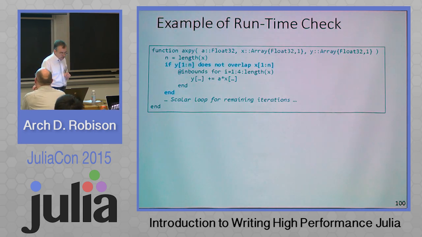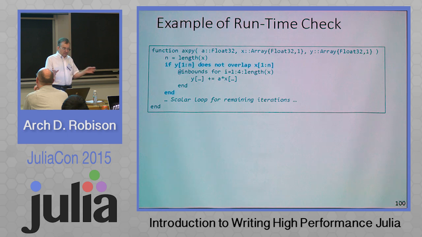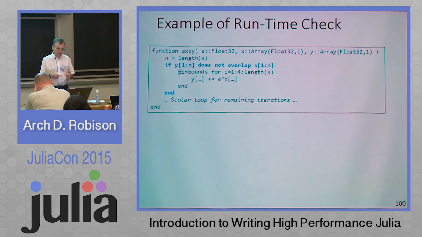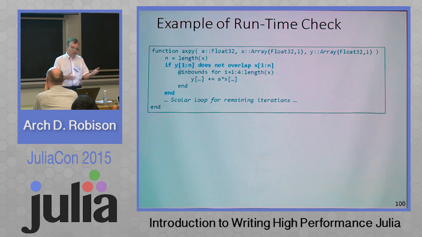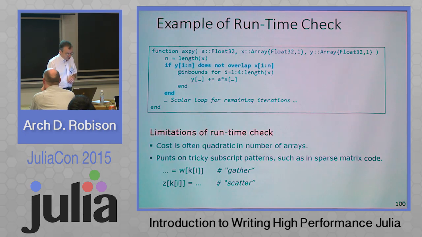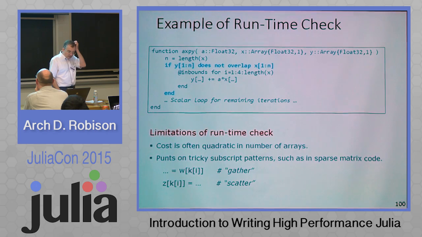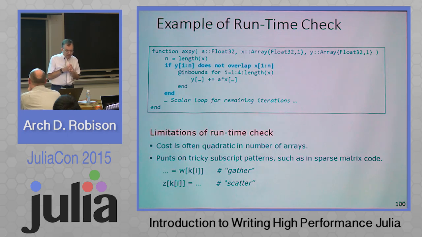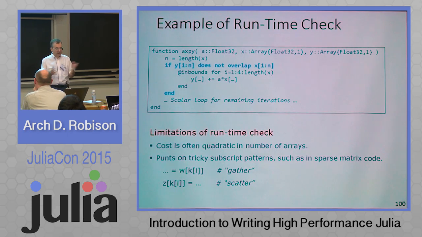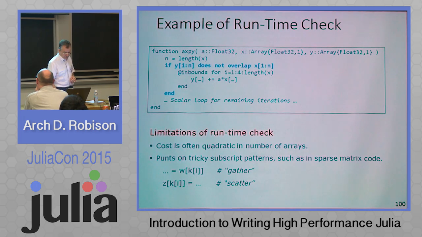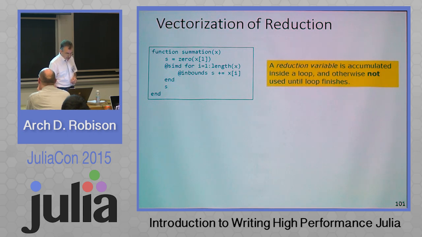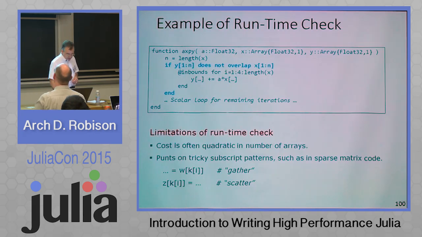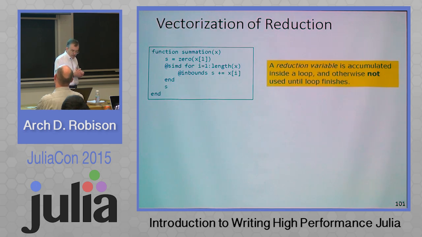So the runtime check has to do with whether the inputs and the outputs of the loop body overlap. If two outputs overlap, that makes it unsafe to vectorize by default, or if an input and an output overlap. The runtime check would be great, only it sometimes doesn't work so hot because it takes time that's quadratic in the number of arrays the loop is manipulating. It also has to give up on so-called scatter and gather patterns where the subscripts aren't predictable. So let's see, where am I? Runtime check, yeah. Reductions.